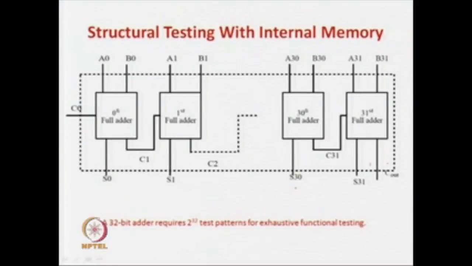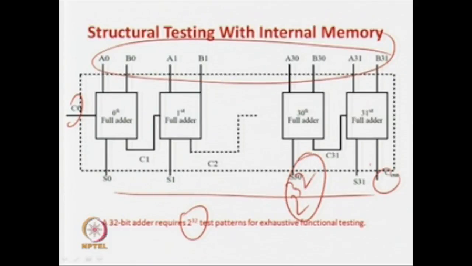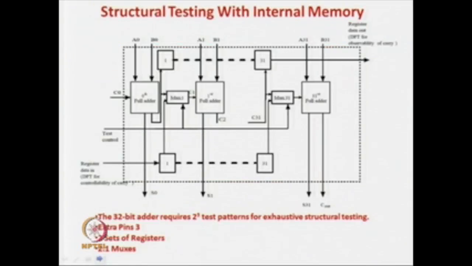So, this is a 32 bit ripple carry adder. You can see the 32 bits are the inputs, and this is the carry and this is the sum, and then you can have a carry out. Obviously, if you want to do exhaustive testing, you require 2 to the power 32 input patterns, which is again infeasible in terms of time. So, how do we handle this? Let us do a structural testing here.